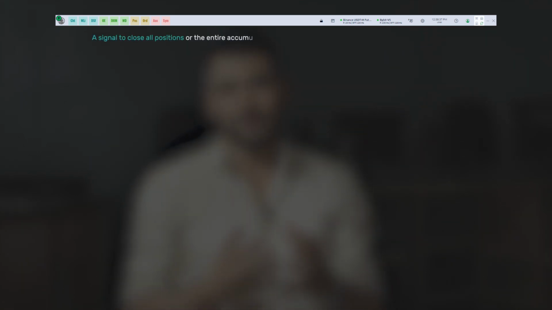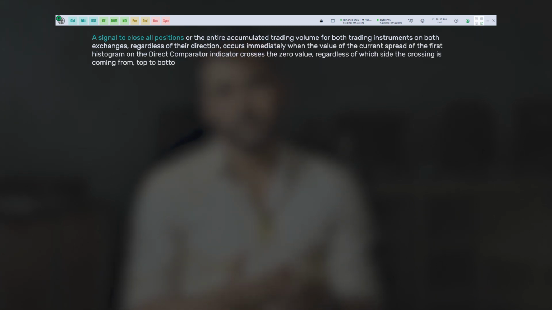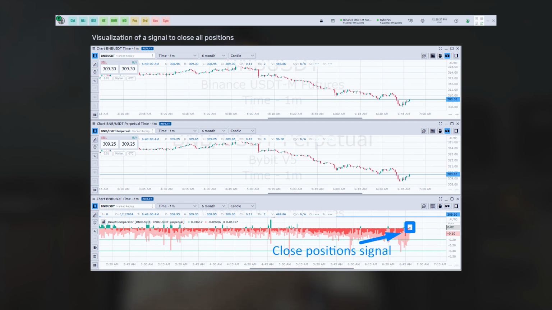My signal to close all positions. A signal to close all positions or the entire accumulated trading volume for both trading instruments on both exchanges, regardless of the direction of their positions, occurs immediately when the value of the current spread of the first histogram on the direct comparator indicator crosses the zero value, regardless of which side the intersection is from, top to bottom or from bottom to top.